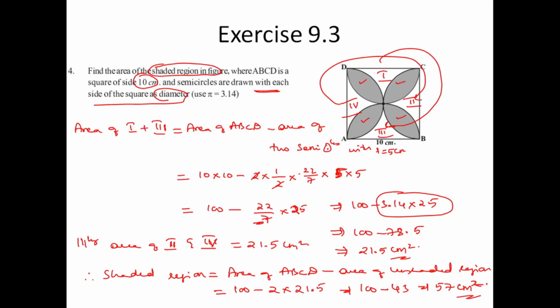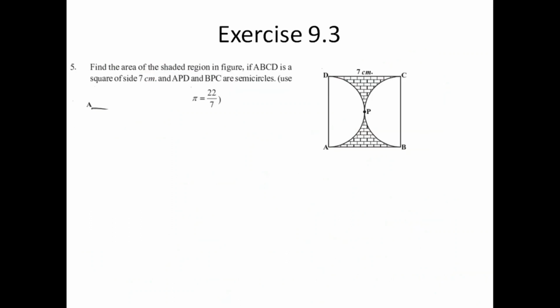Let us look at the next one, that is your fifth one, right? Find the area of the shaded region in the figure. If ABCD is a square of size 7 meters, and these are your semicircles. Hope the question is clear, right? See, area of the shaded region. We will do it in a singular way.